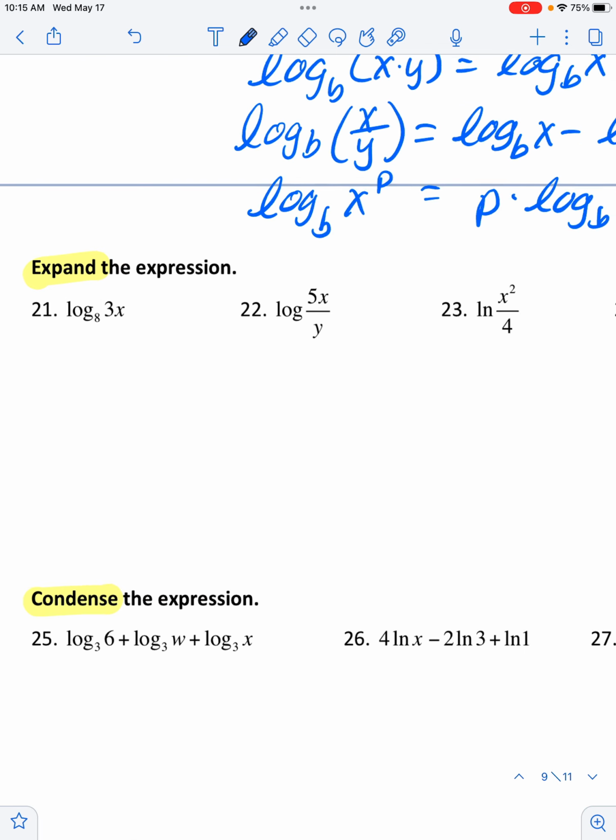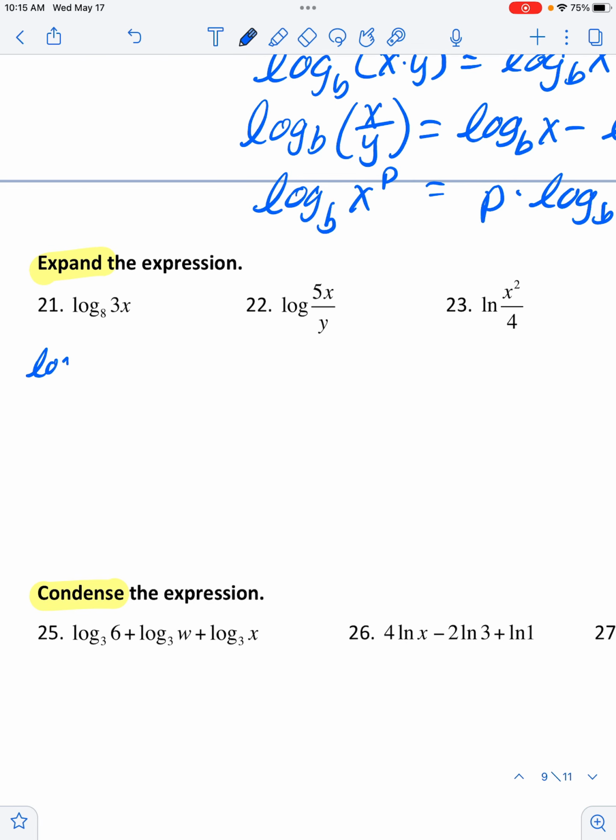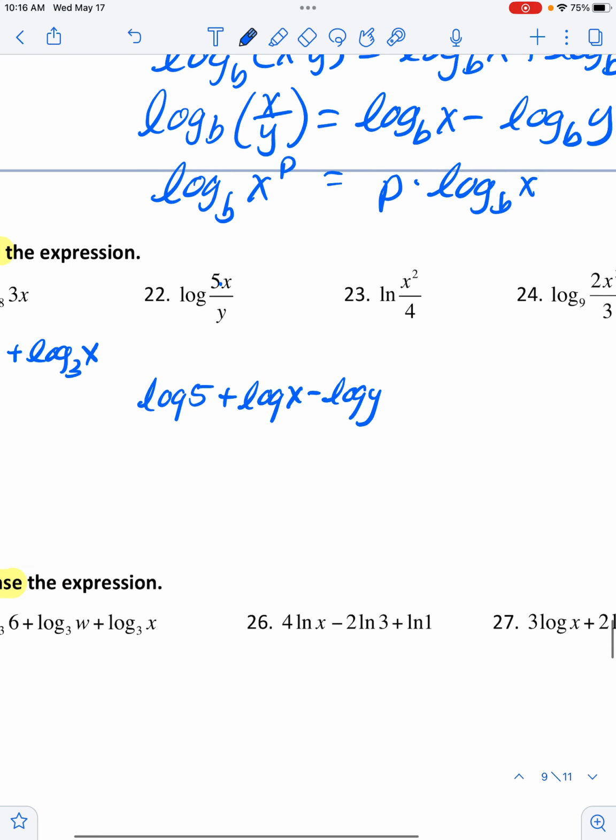So the 3 and the x are multiplied together, so I'm going to separate those out by addition. And I'm done. Here I have a 5 times an x divided by a y, so I'm going to have the log of 5 separated from the log of x with adding, but then because y is on the bottom, the log of y goes in after a subtraction.